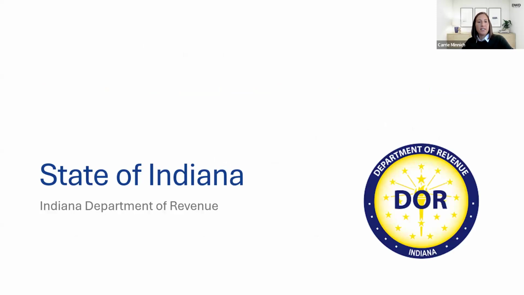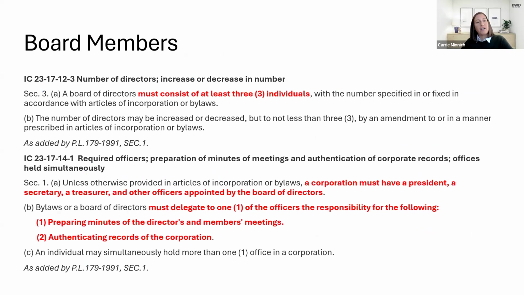Okay. Next is the state of Indiana, the Indiana Department of Revenue. So if you didn't know, the actual Indiana code has a couple things that do apply to nonprofit boards. First is that all nonprofit boards must consist of at least 3 individuals. So if you do not have 3 individuals on your board at this time, you might want to go recruit some more board members. The second thing is that you must have a president, secretary, and treasurer. If you do not have officers with those titles, you might want to consider electing officers with those titles.